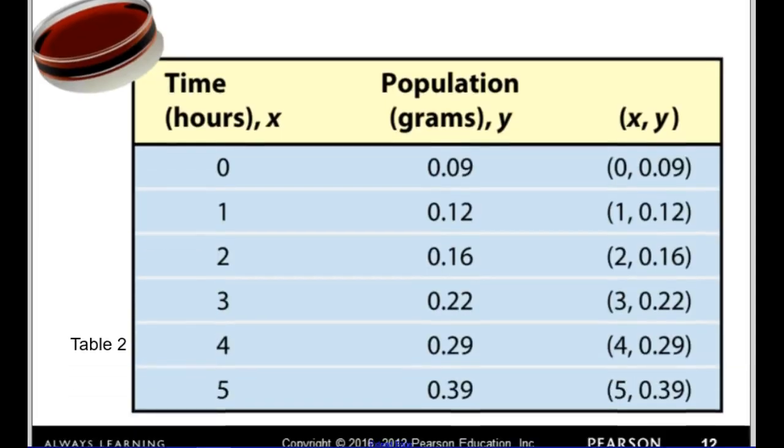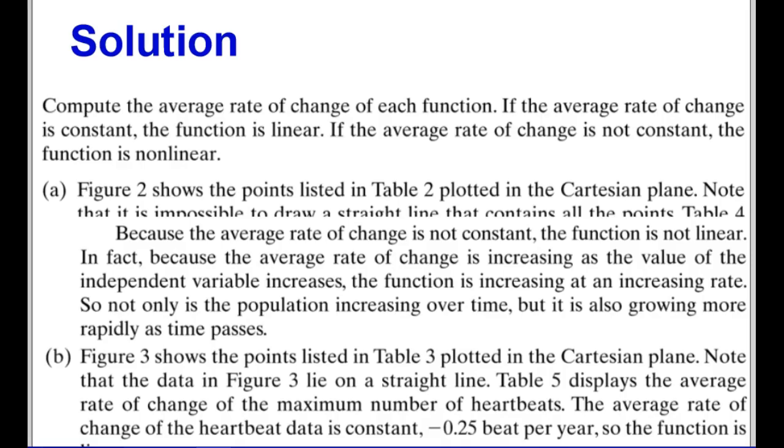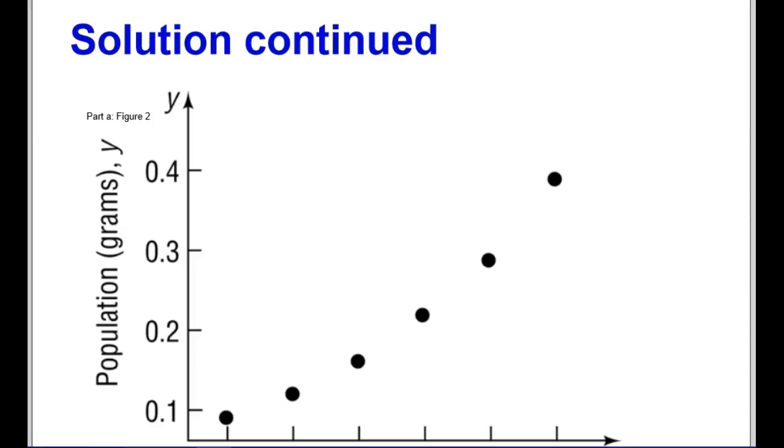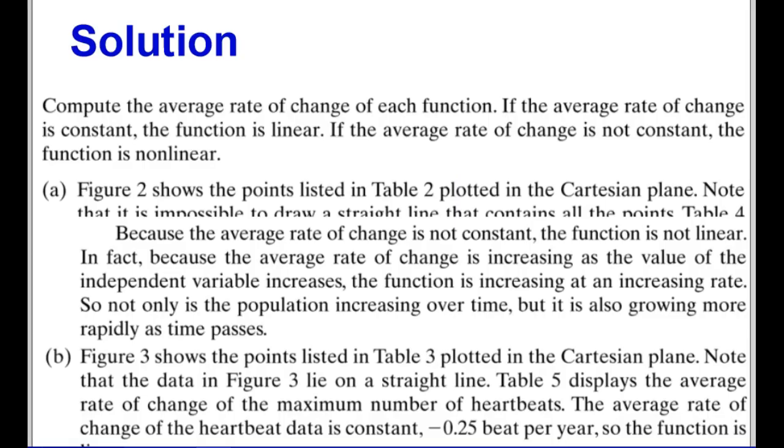So here's my data. I've got my number of hours elapsed and my population, and here they've gone ahead and written it into XY format for us. So we can graph those. Here's our graph for that, with my time in hours and my population in grams. And just looking at this, I can see that it's not quite linear because it's starting to have a curve to it. And I know that if I have a curve, it's not exactly linear.